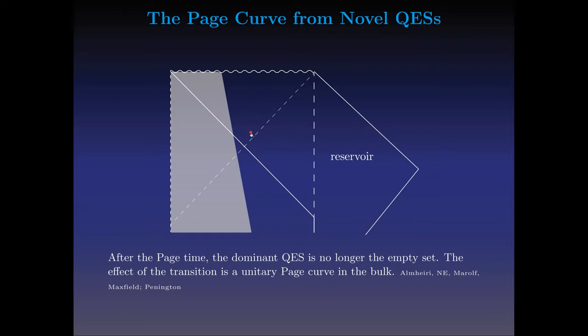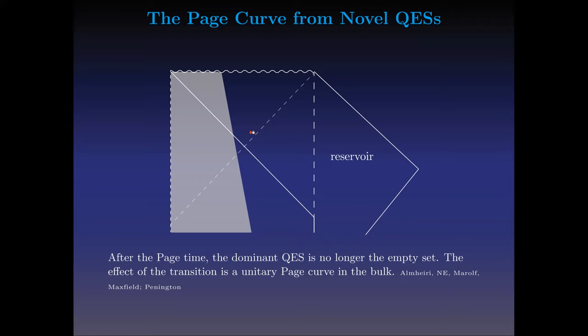And this quantum extremal surface becomes the dominant quantum extremal surface, which is to say, before the Page time, the computation of the entropy is done using the empty set in the spacetime. But after the Page time, the empty set is no longer the dominant quantum extremal surface, which is to say the empty set has a larger generalized entropy than this surface over here.